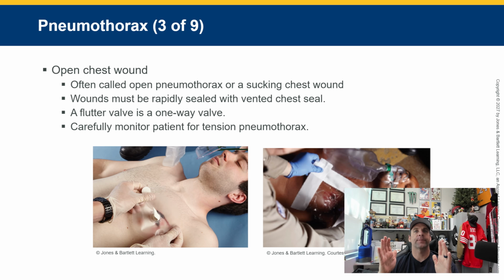Now, after ensuring that the airway is open, you're providing oxygen, and rapidly covering the wound. Okay, that is what you should be doing. Clear the space, and then you should apply a vented chest seal. Okay.